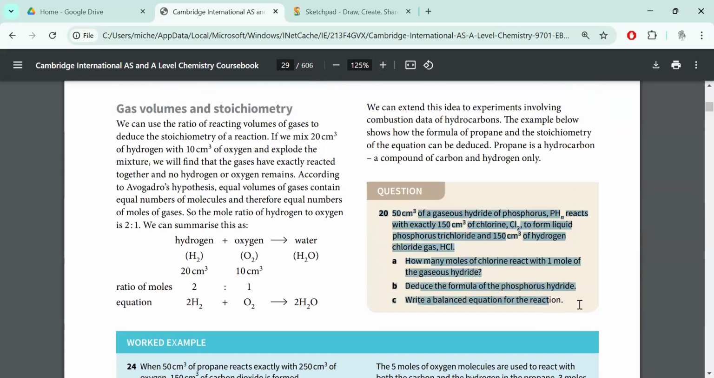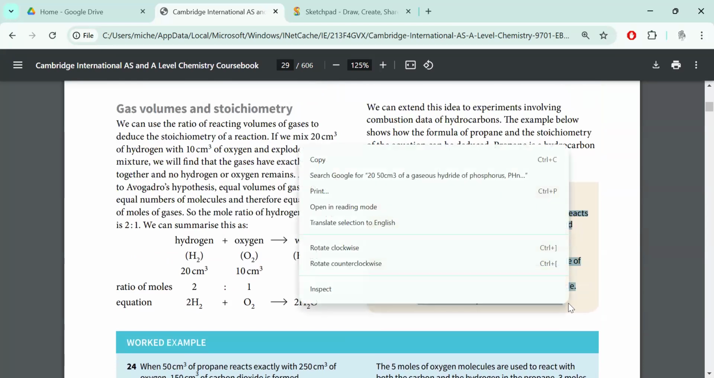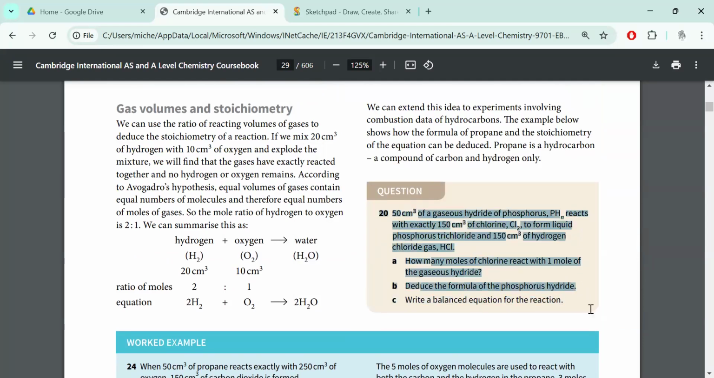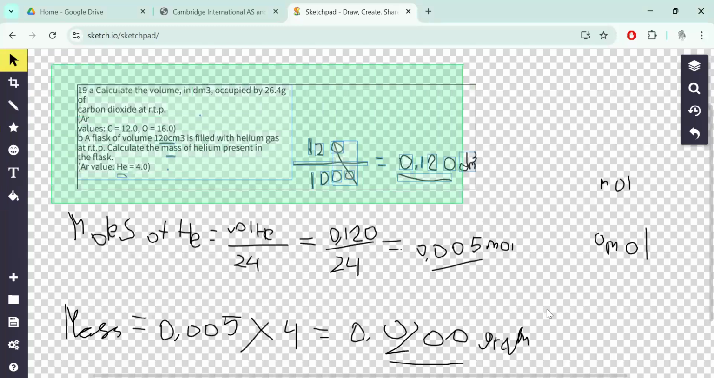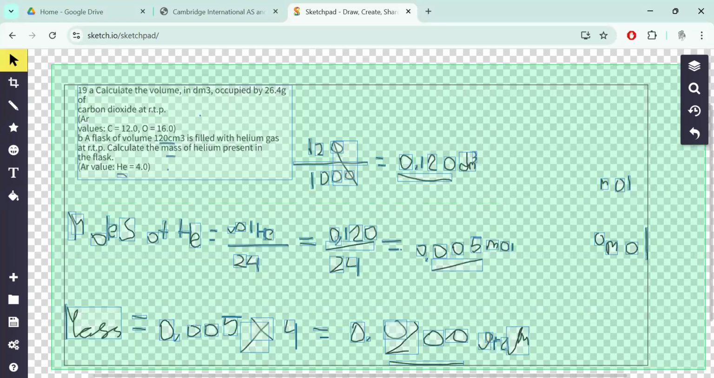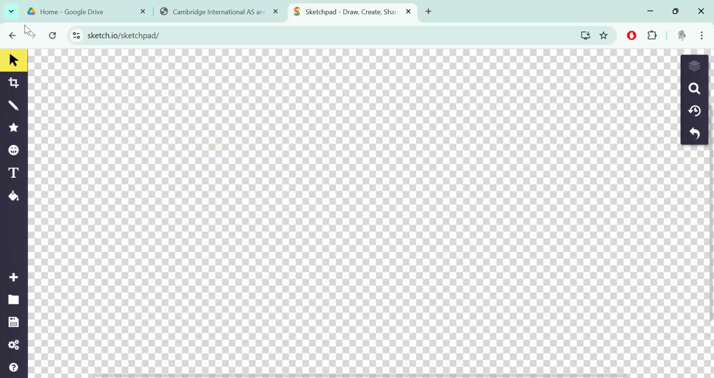But okay, so we're just going to go with question number 20. I hope that by explaining it with question number 20, it can be more understandable. Let's stop sharing first. Okay, I'm going to put all this.